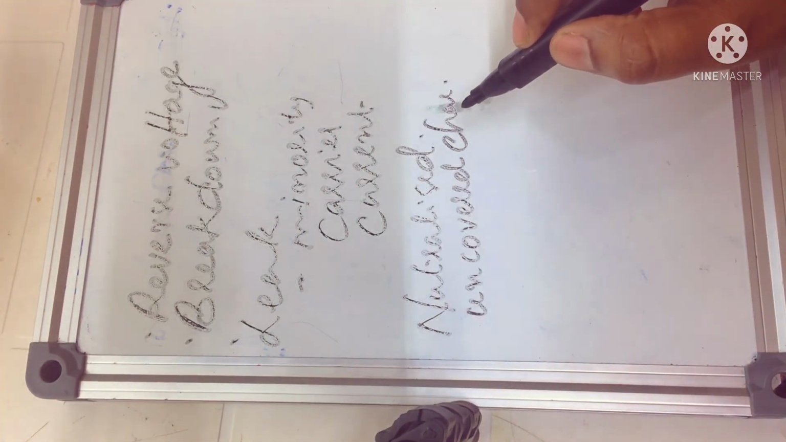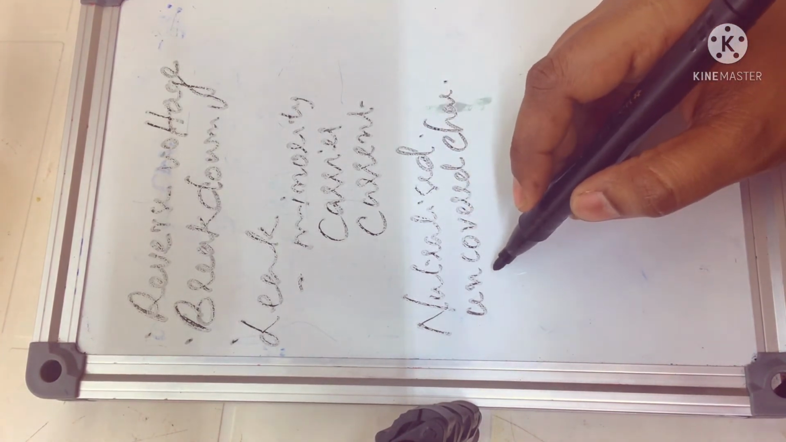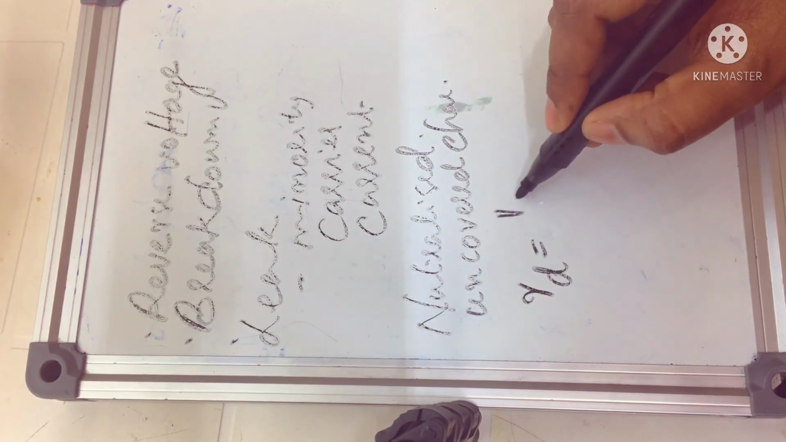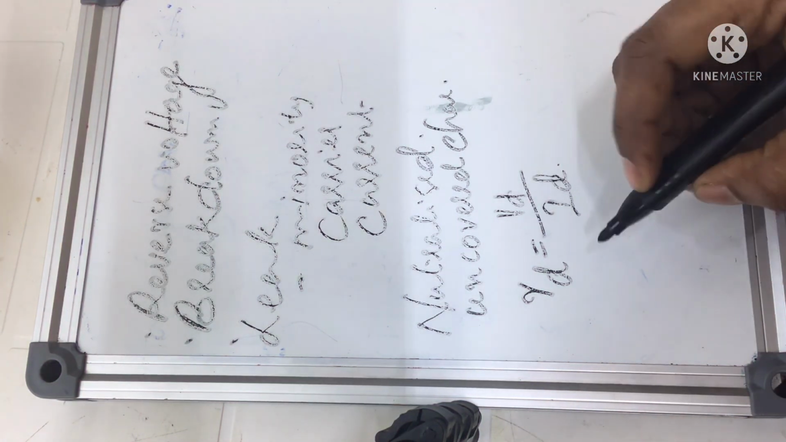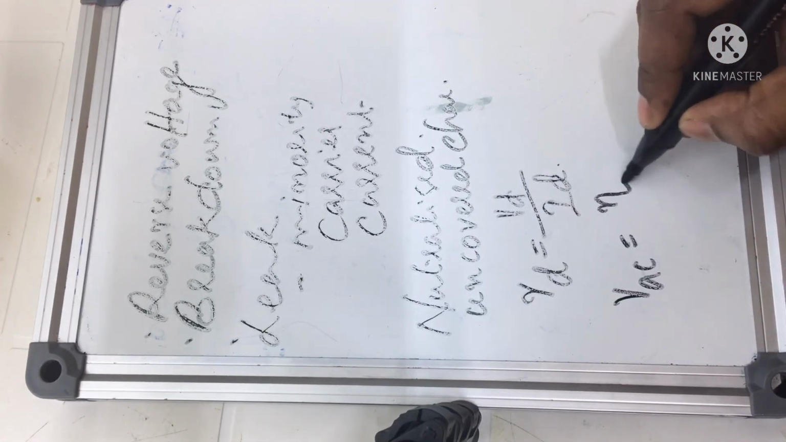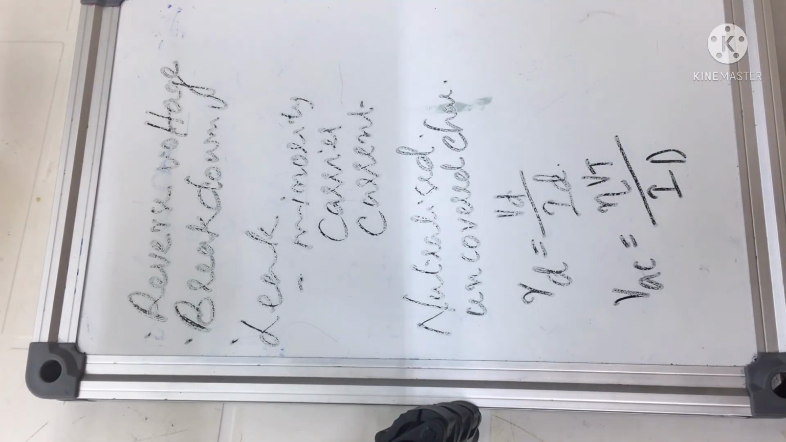Next, what is diode resistance? There are DC static resistance and AC dynamic resistance. The equation of DC static resistance R_D is equal to V_D by I_D. What is the dynamic resistance? That is R_AC, which is equal to eta V_T divided by I_D. Eta is the recombination factor, V_T is the thermal voltage, and I_D is the forward current.